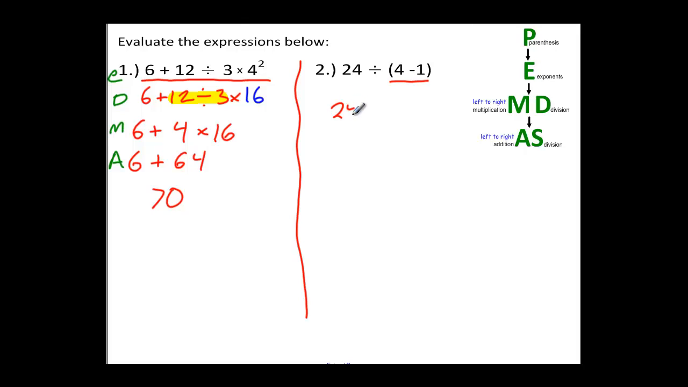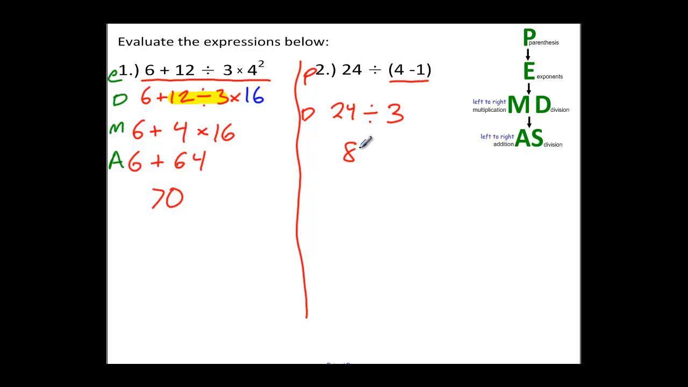So I'm going to do 24 divided by, and then 4 minus 1 is 3. Now, since it's a single number, I don't need the parentheses anymore. Parentheses mean like there's multiple things going on. So we've done exponents. So, parentheses go here. Okay, now I have down to division. So division's next step. 24 divided by 3 is simply 8.